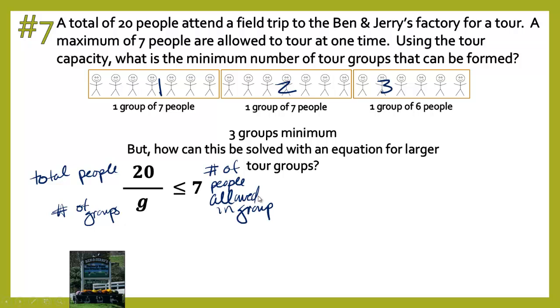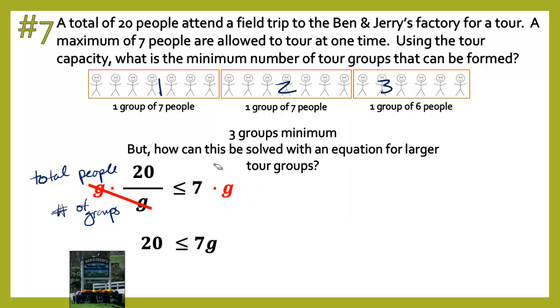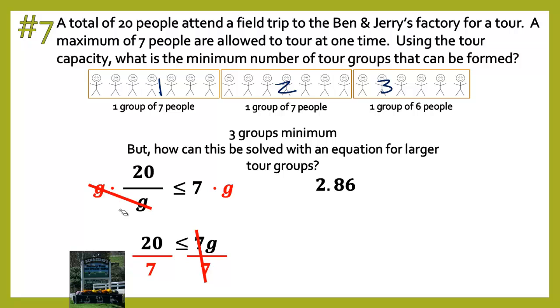And then you just go ahead and solve. So we're going to multiply both sides by G to get rid of it. You get 20 is less than or equal to 7G. Divide both sides by 7. You're going to come up with a fraction, which is 2.86. But we can't have 2.86 groups. Since if we round down, we would have people left out, in this case, we're always going to round up.